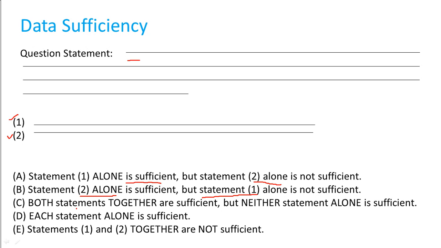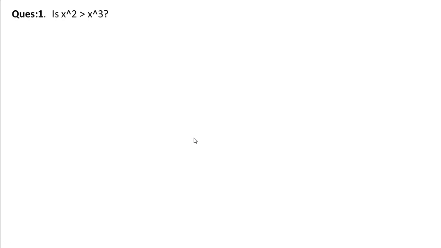Option choice C says both statements together are sufficient to answer the question, but neither alone is sufficient. Option choice D says each statement alone is sufficient to answer the question. Option choice E says statement 1 and 2 together are not sufficient to answer the question. Now let us have a look at our questions.